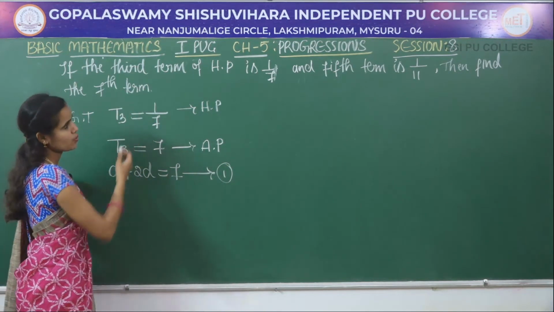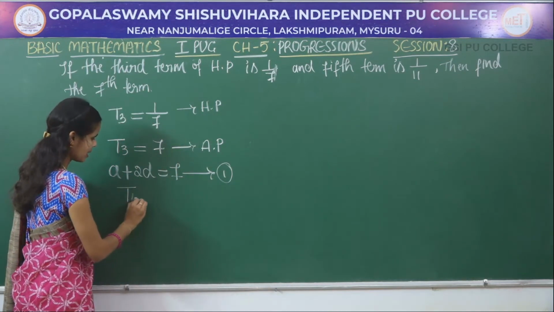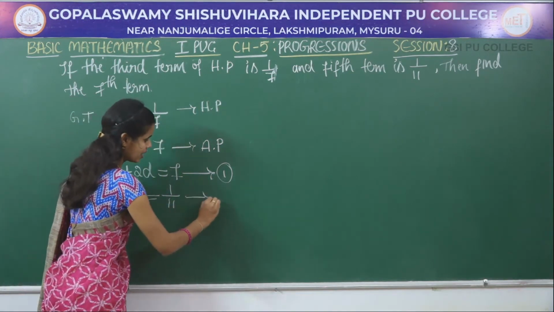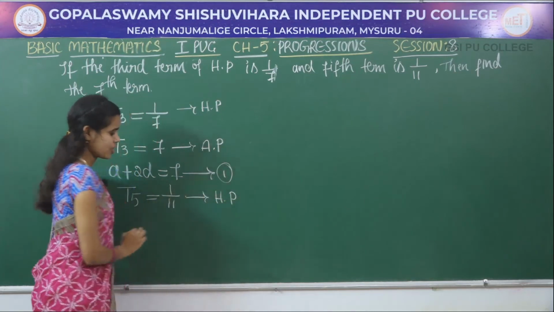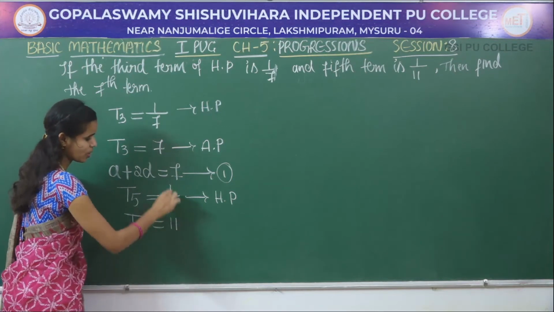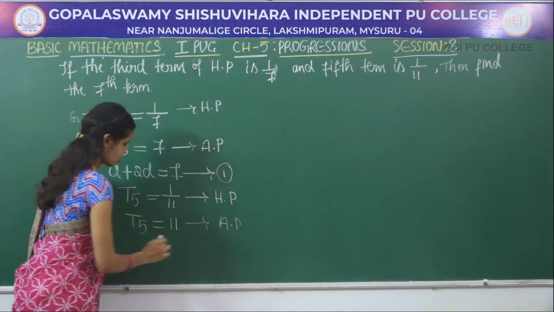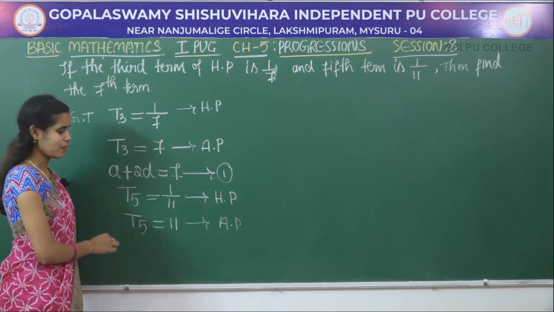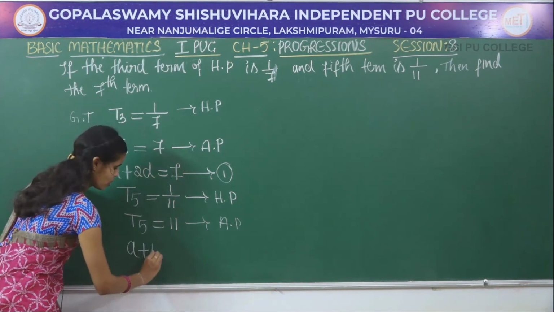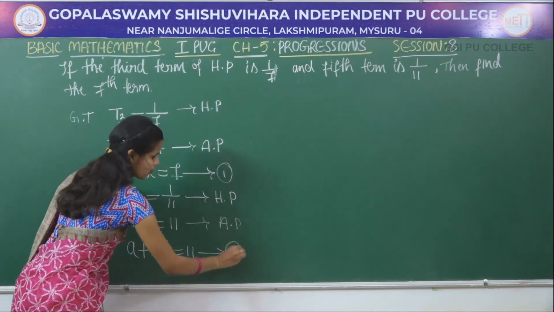Next consider the next condition: the fifth term is 1 by 11. The fifth term is denoted by T5, T5 is equal to 1 by 11 in HP. Therefore the fifth term in AP is the reciprocal of 1 by 11, which is 11. The fifth term in AP is defined as A plus n minus 1, 5 minus 1 is 4, 4 into D is equal to 11. Call this equation 2.